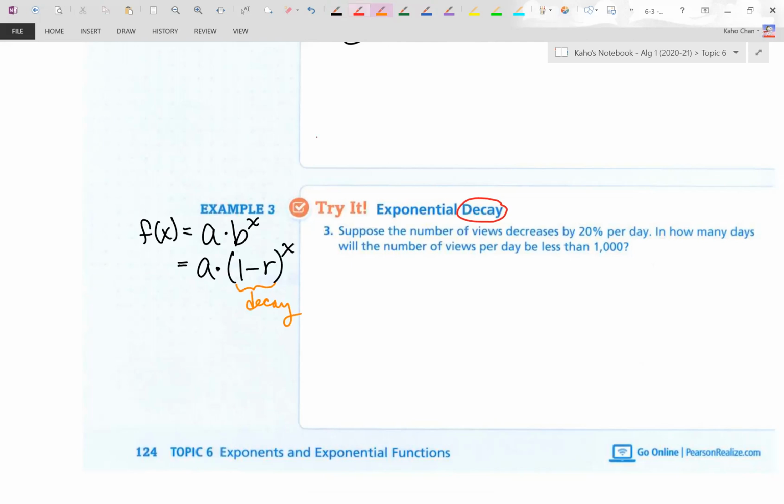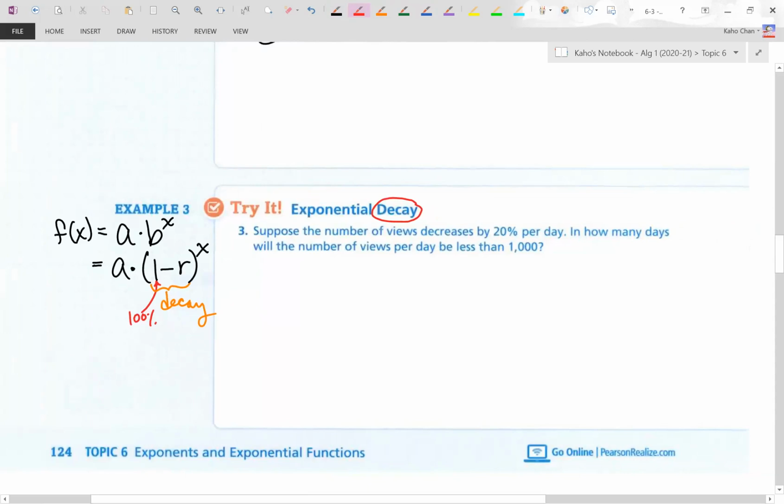We still have that 100%. We still have the initial amount A. But let's see what happens in this scenario, okay? Suppose the number of views, I think we're talking about video views on TV, decreases by 20% per day. Oh, that's sad. You're losing your audience, right? Oh, no. In how many days will the number of views per day be less than 1,000? I mean, we can set up the equation, f of x equals a times 1 minus r to the x power.